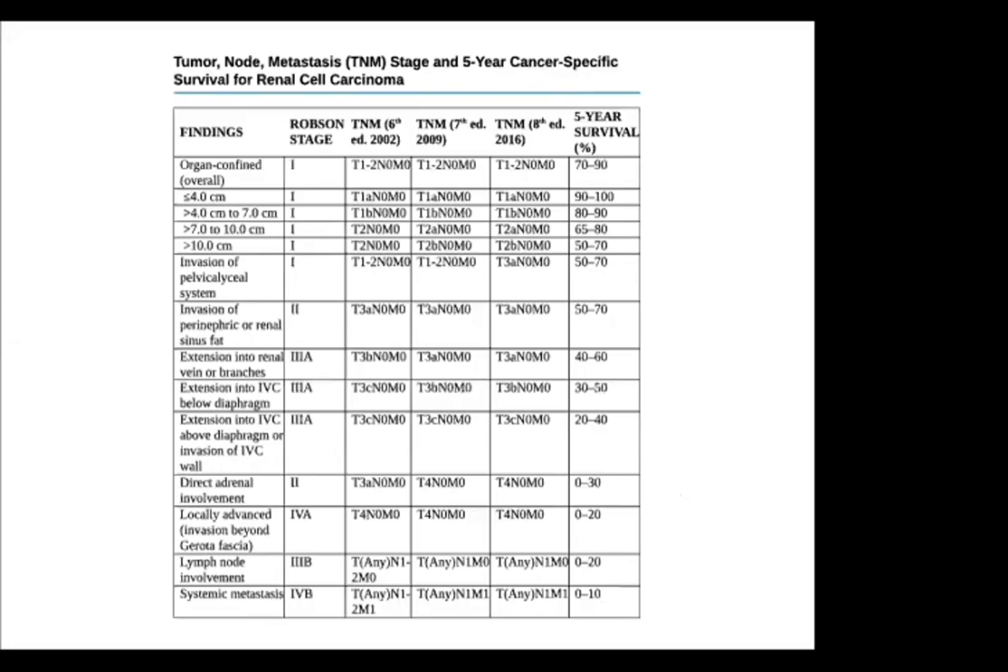Here is the TNM stage and 5-year cancer-specific survival for renal cell carcinoma. So it ranges from 70 to 90% 5-year survival for organ-confined renal tumors, and 0 to 10% for patients with systemic metastasis.